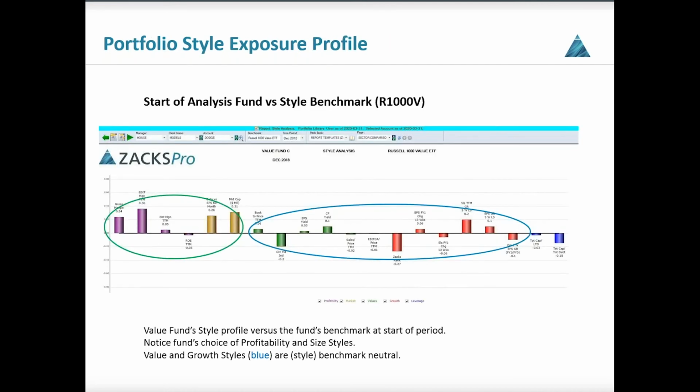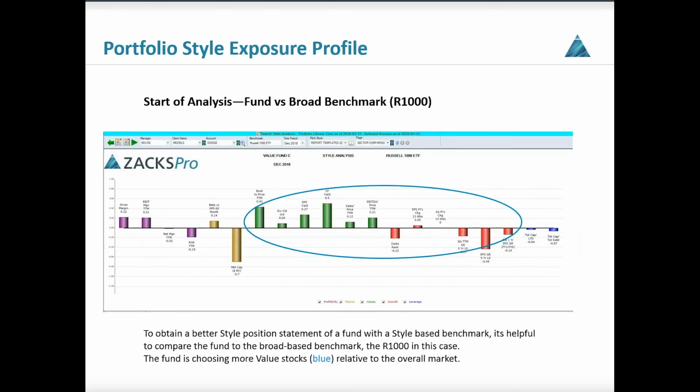So to do this, this is a style analysis, the fund against its stated benchmark. This is the Russell 1000 value, and looking at this, we can see that the fund does not have a value style statement or growth value statement, maybe some profitability, but that's about it. So this fund is fairly benchmark neutral to its stated benchmark.